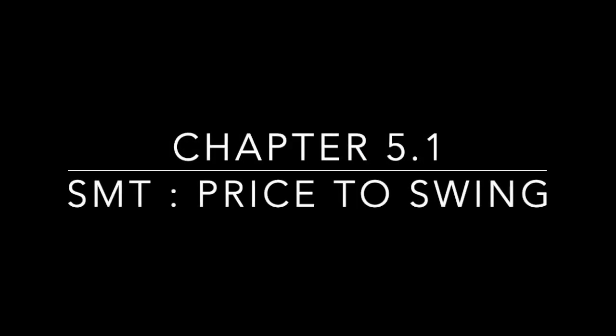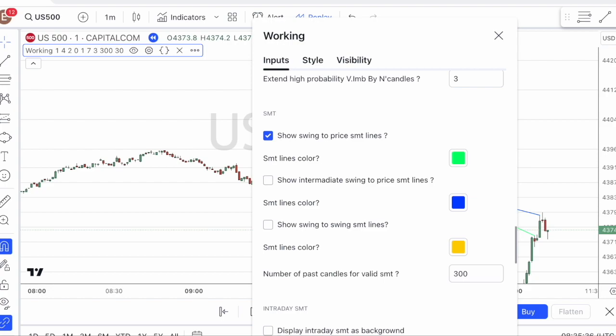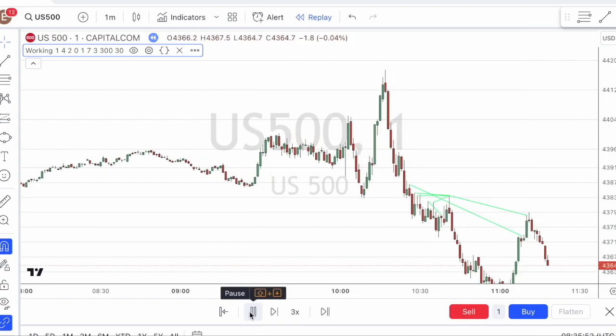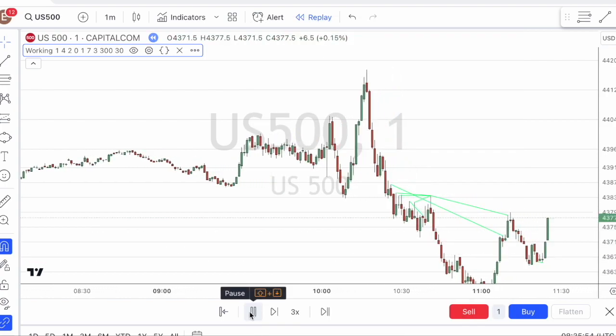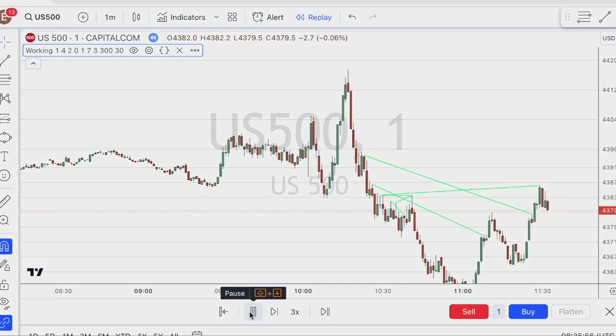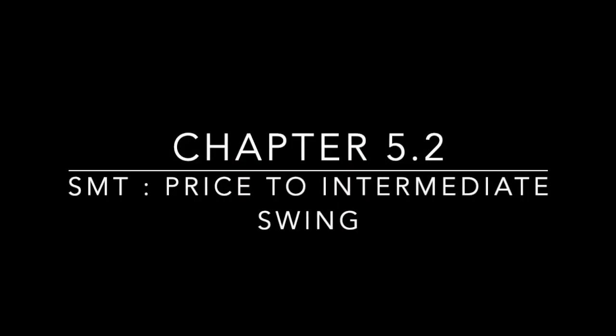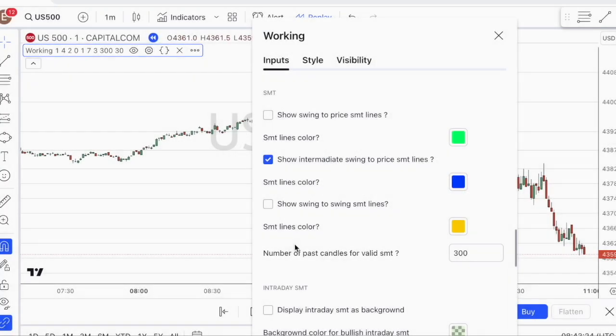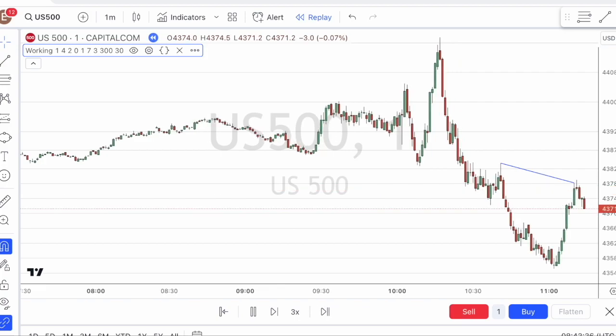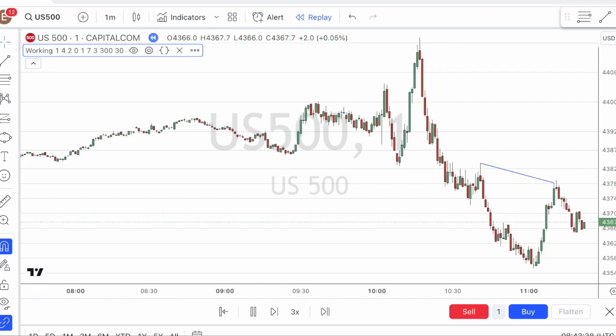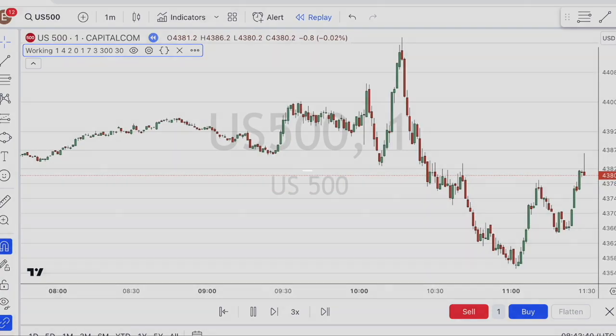Chapter 5.1. SMT, price to swing. Here we reference every swing that happens on the same candle for each couple of indices and detect SMT. Chapter 5.2. SMT, price to intermediate swing. Here we reference every swing that has a higher swing on each side and that happens on the same candle for each couple of indices, and detect SMT.